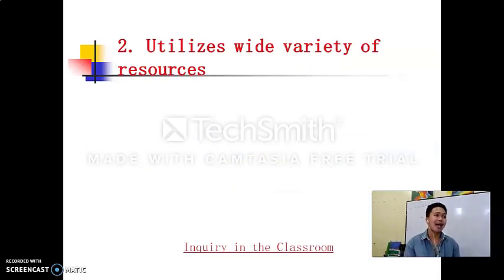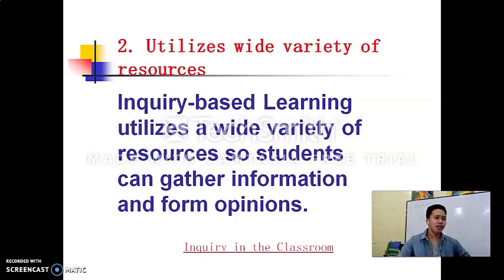Of course, when you ask, you look for something. And then what now when you look for something? In order to answer those questions that you have asked, of course, you have to utilize a variety of resources. Where can I find this? Where can I find the answers to my questions? So, how are you going to seek for that? So, this inquiry-based learning utilizes a wide variety of resources so students can gather information and form opinions.